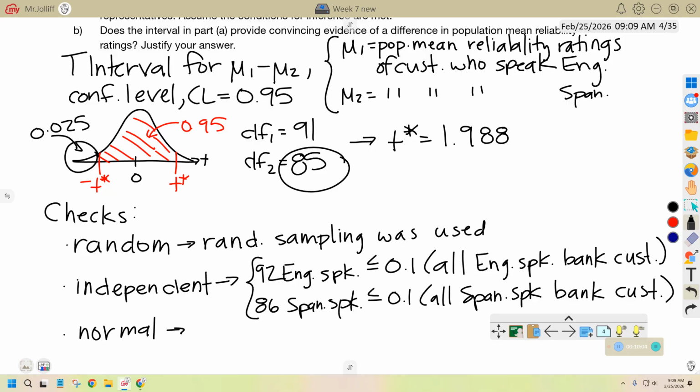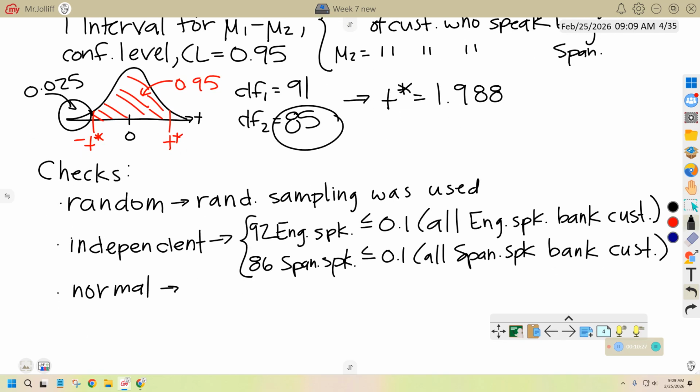Last check. We're checking that our sampling distribution, so the distribution we're using to build our confidence interval, is normal. And we have a list of 3 things we look at, and we look at them in a particular order for a reason. What is the first thing we look at? Sample size, central limit theorem, greater than or equal to 30. Good. So the question is, are our samples bigger than or equal to 30? Heck yeah. So I'm going to come down here and say 92 English speakers is greater than or equal to 30, and 86 Spanish speakers. That all came out weird. There we go. Greater than or equal to 30.